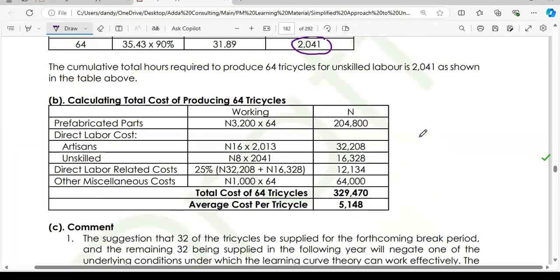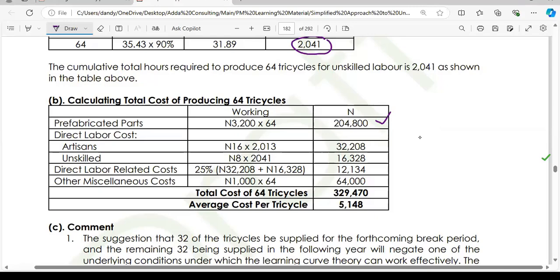So we want to calculate the total cost of producing 64 tricycles. So like I said, this fabricated part is 3,200 naira per tricycle. So we want to produce 64 tricycles. Just multiply that, it gives us 204,800.